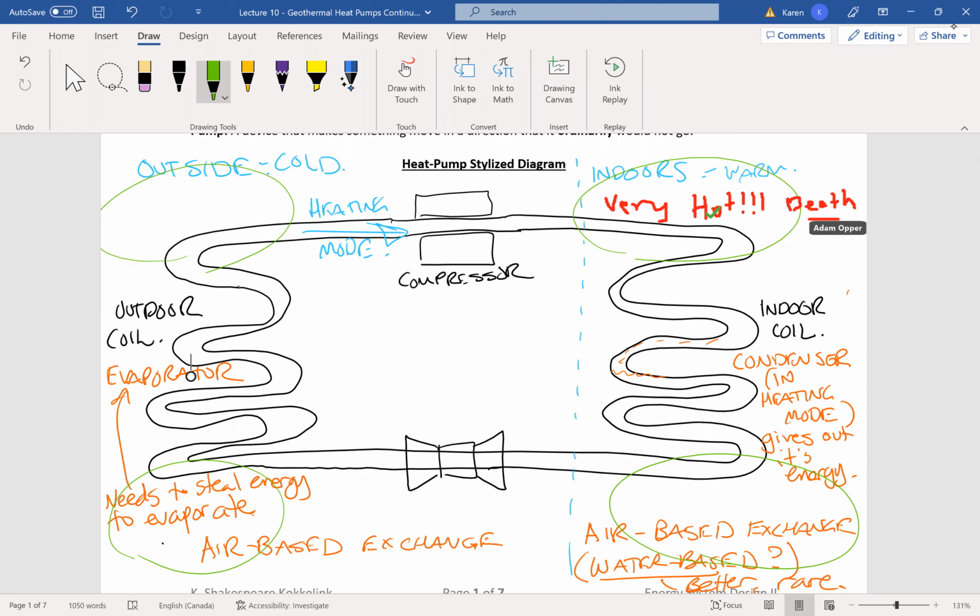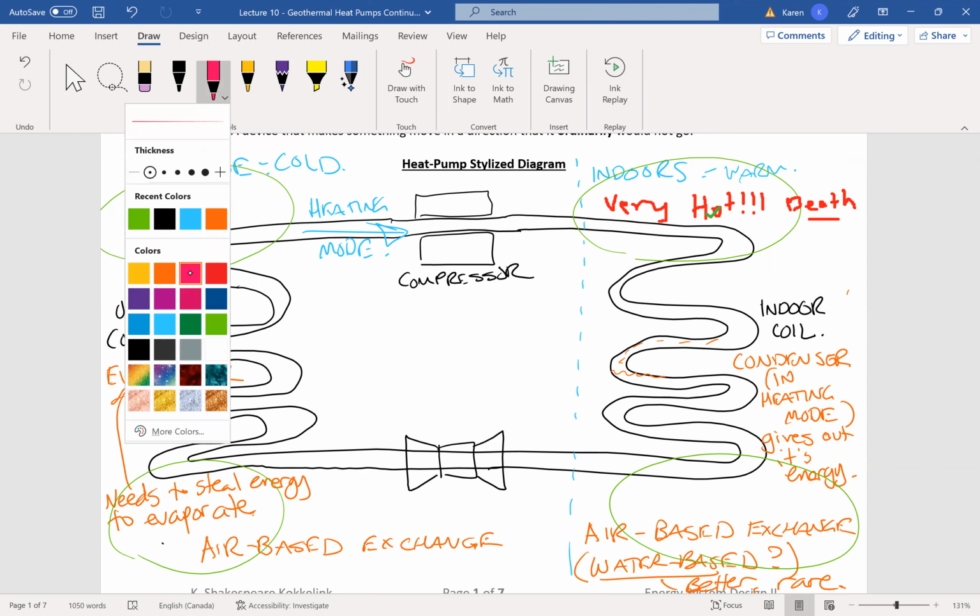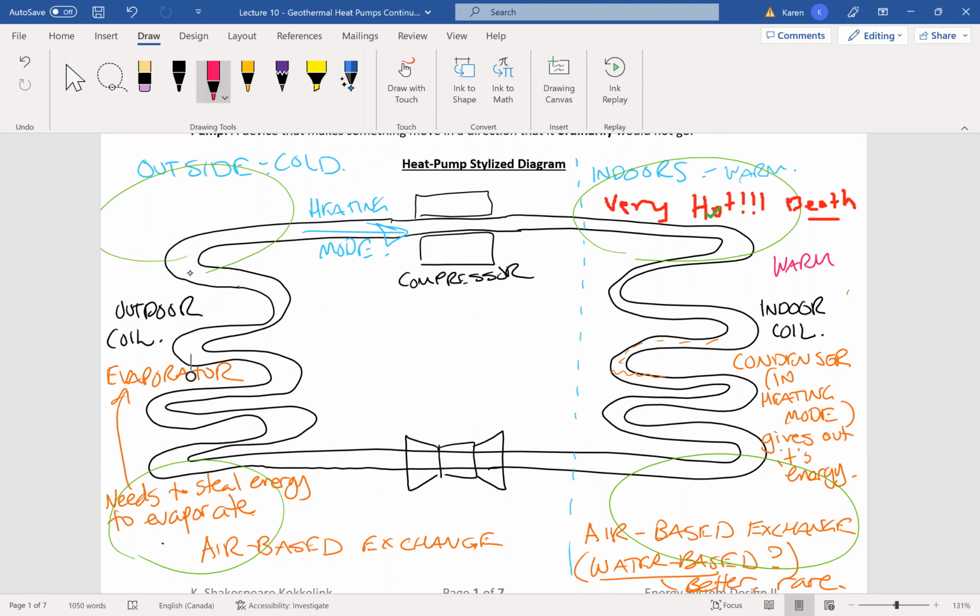Very, very hot. Okay, why is it so hot there? It's very hot there because it just came from the compressor. Why did we put it through a compressor? We wanted to make it as hot as possible before it goes through the indoor air exchanger. Yeah, because the ambient air here is pretty warm, so it better be hotter than ambient air, right? So it's the hottest there.